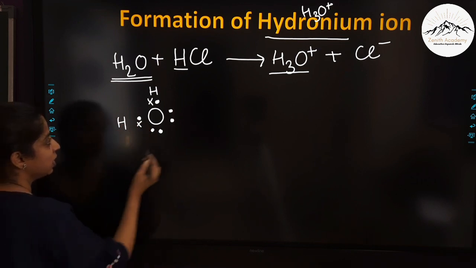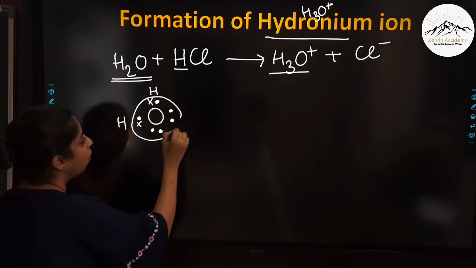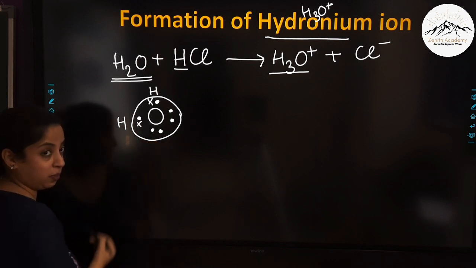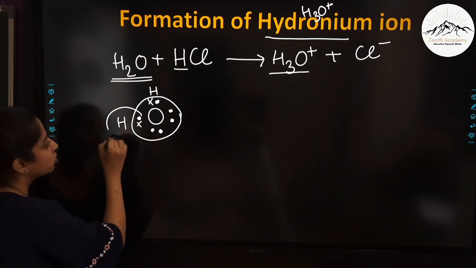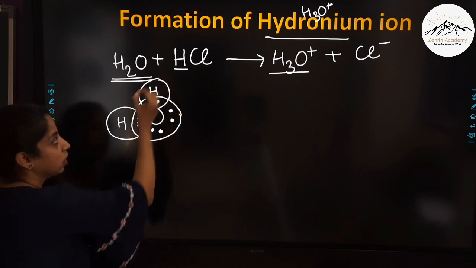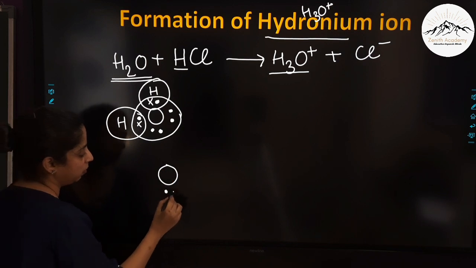So here you can see the octet of oxygen is complete. Here you can see oxygen has how many electrons? 1, 2, 3, 4, 5, 6, 7, 8. And the duplet of hydrogen is also complete. You can see hydrogen has 2 electrons each. So if you see this water molecule, see here.